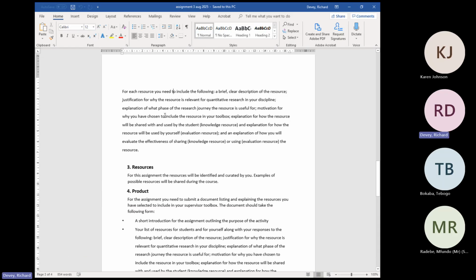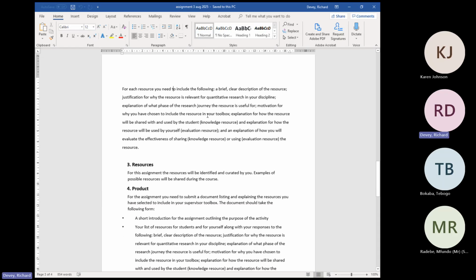Okay, and then for each resource, you need to include a brief, clear description of the resource, a justification for why the resource is relevant for quantitative research in your discipline, an explanation of what phase of the research journey the resource is useful for, a motivation for why you've chosen to include the resource in your toolbox, an explanation of how the resource will be shared with and used by the student, and an explanation of how the resource will be used by yourself, if it's an evaluation resource, and an explanation of how you will evaluate the effectiveness of sharing knowledge resources or using evaluation resources.